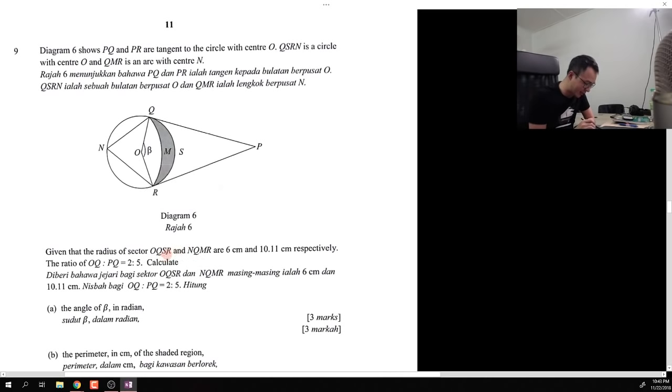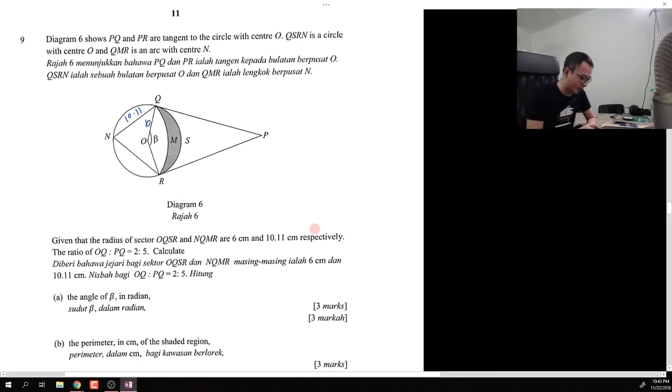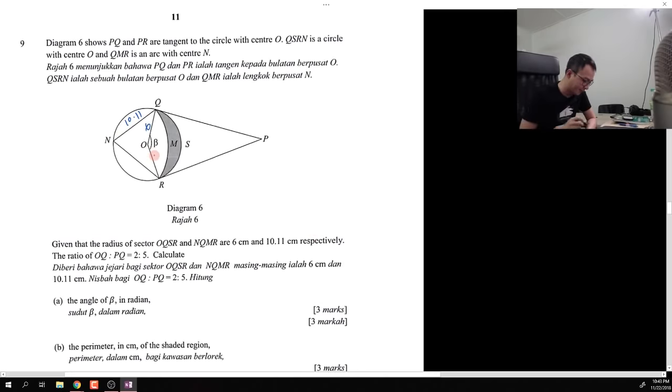So let me see, where is the OQSR? Alright, this radius will be 6 here. And NQMR, this one, has radius 10.11. So we have two different radii here. And then the ratio OQ to PQ is 2 to 5.